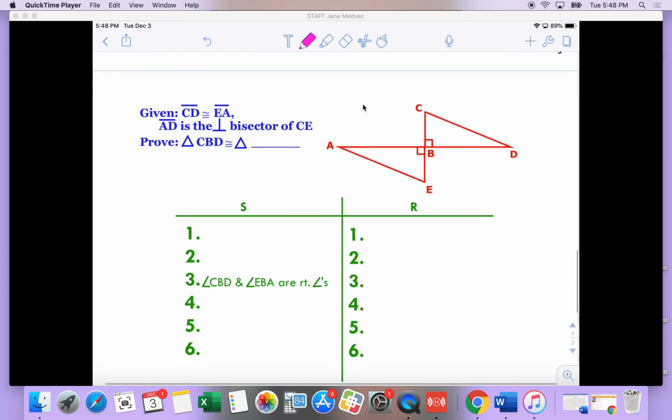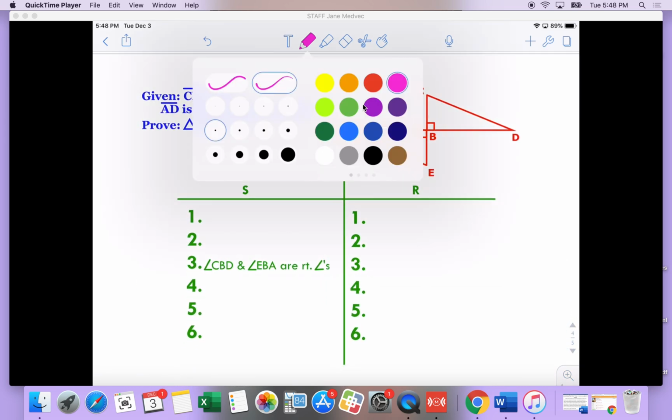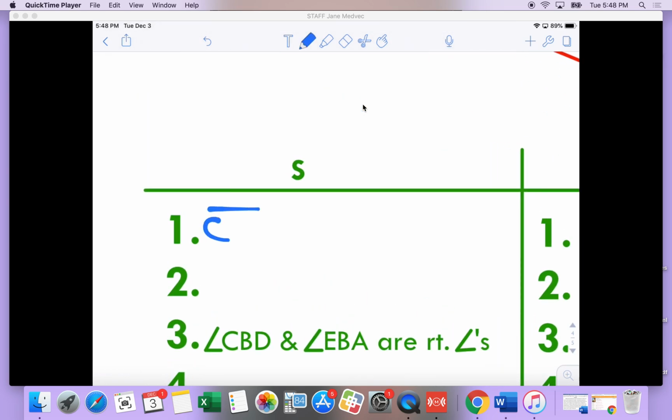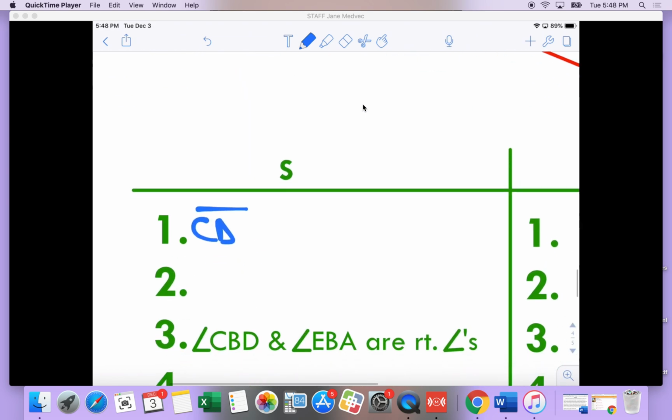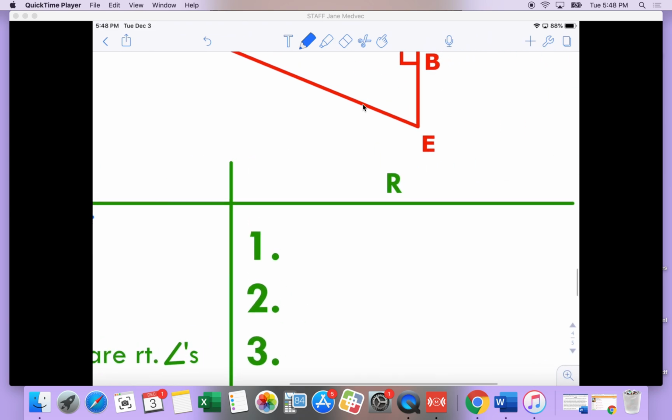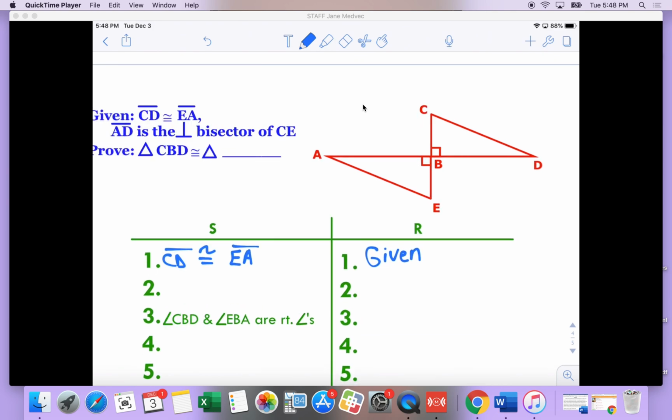All right, let's move on to a proof. We're going to go ahead and start with our given. CD is congruent to EA. I'm going to say that's given, and I'm going to mark up my picture. So CD and EA. Okay? So that's one thing. I got a side. That's a good thing. I still don't know if it's going to be side, side, side, side, angle, side, or HL, but I've got something there.